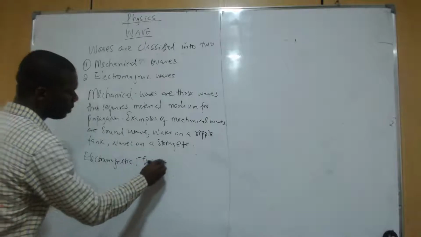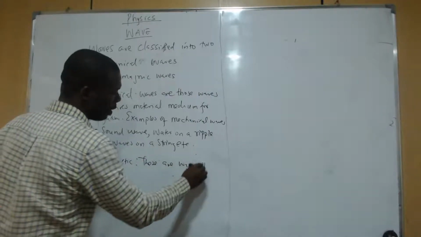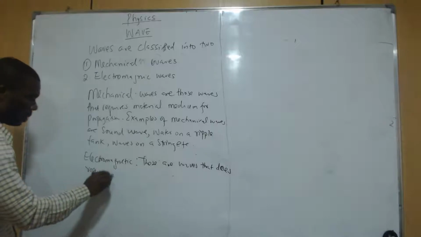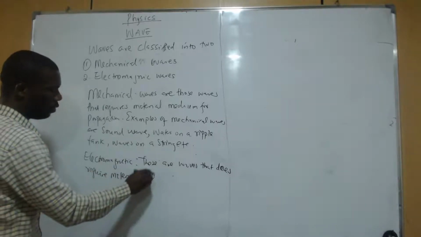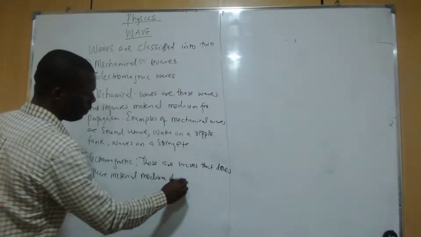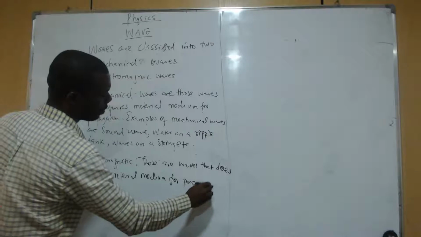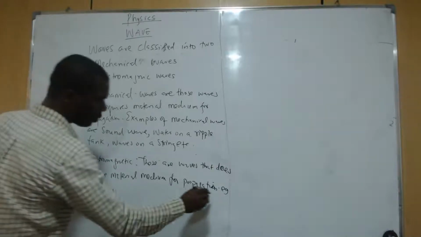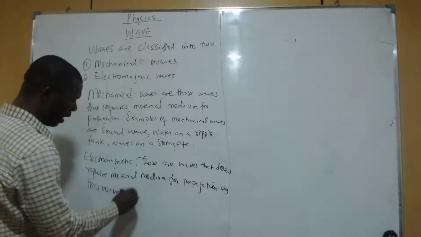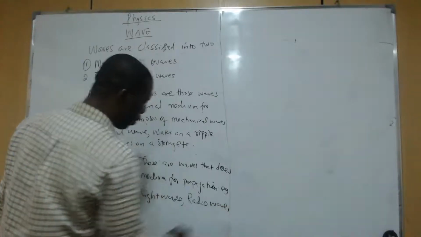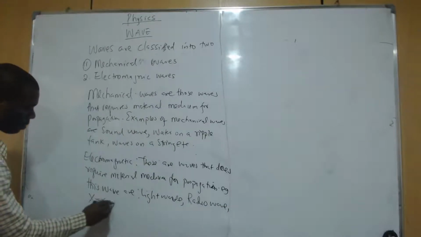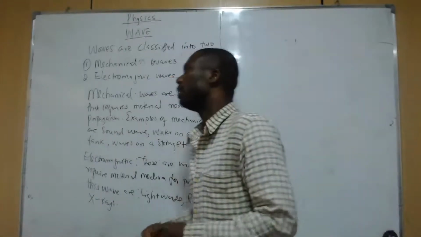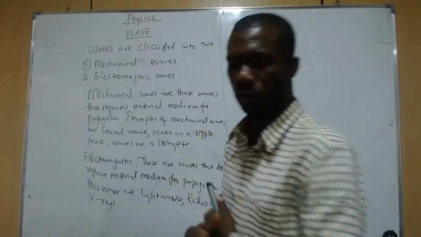These are waves that do not require a material medium for propagation. Examples of these waves are light waves and X-rays. These waves do not require a material medium for propagation; they are produced on their own.